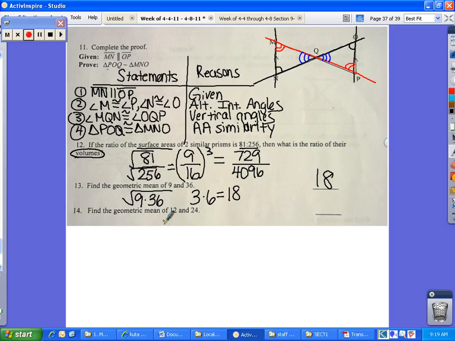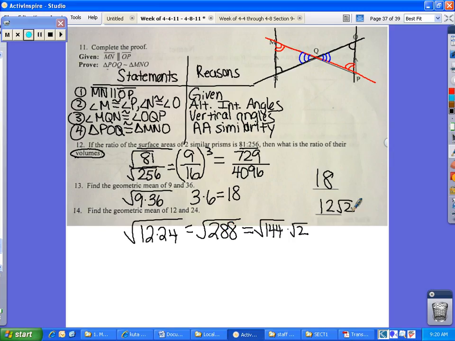14 isn't so easy because 12 and 24 are not perfect squares. So I do actually have to go ahead and multiply them and get 288. Now I have to simplify that. A perfect square factor of 288 is 144. 144 times 2 will give me 288, so therefore square root of 144 is 12, so 12 root 2.